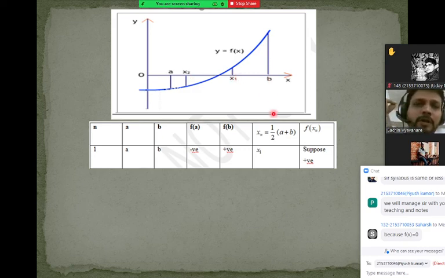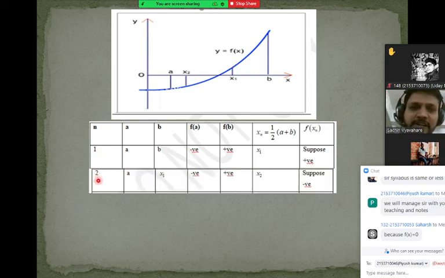Is the root between A to x1? Obviously, because the graph is cutting at 0. Okay, so this cutting is actually not looked at in the table. The main condition for the root to be in A to x1 is f of a is negative while f of x1 is positive. So this is the main criterion, the main condition we are using for selecting the interval. So let me show you the next iteration.